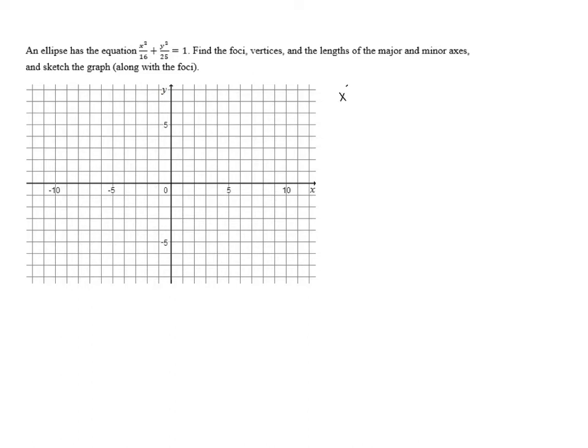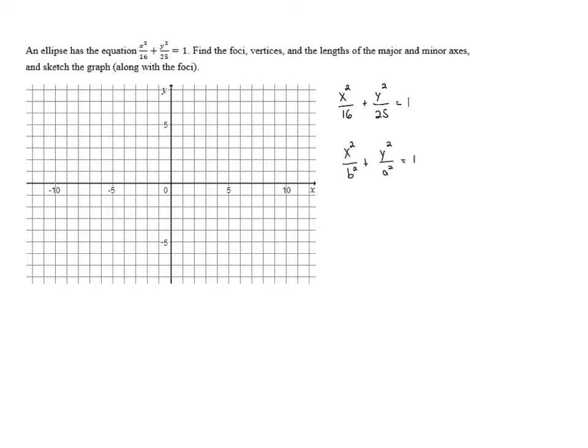I'm going to rewrite this over here. x squared over 16 plus y squared over 25 equals 1. And in this case, the denominator on the y squared is larger. So we're going to let that be our a squared. So this is going to be x squared over b squared plus y squared over a squared equals 1.